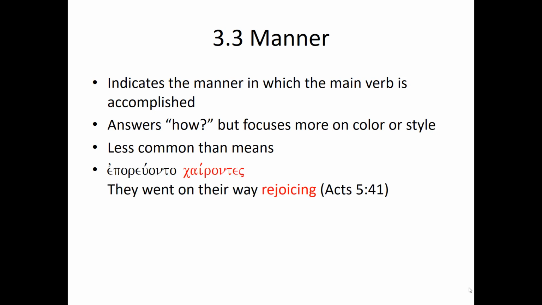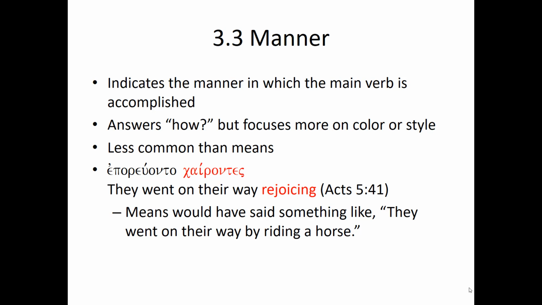So, eporuanta kairantes. They went on their way rejoicing. It tells you how they went on their way, but kind of with what sort of an attitude or with what sort of an activity. They went on their way rejoicing. If this were means, it would have said something like, they went on their way by riding a horse. So the riding a horse tells you the means by which they accomplished it.